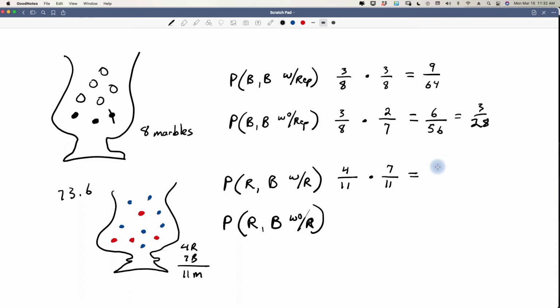With replacement, we get 7 times 4 is 28. 11 times 11 is 121. So we have a 28 out of 121 probability that we will pull a red and a blue if we put the marbles back in.